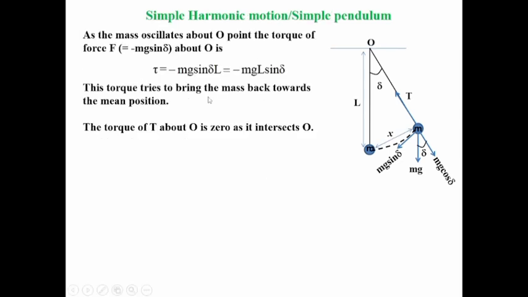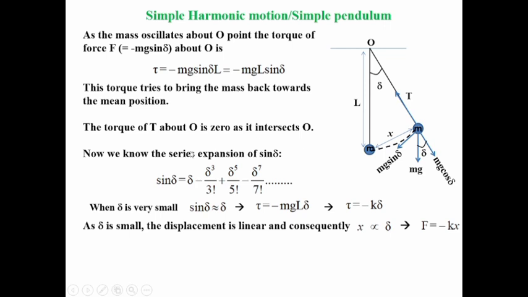Now as the mass oscillates about this point O, the torque of the restoring force about point O will be minus mg sin delta times L. This torque tries to bring the mass back towards the mean position. The torque of the tension T about O will be 0, because it passes through this point O.